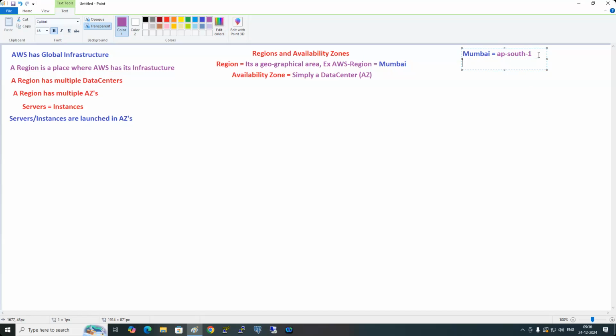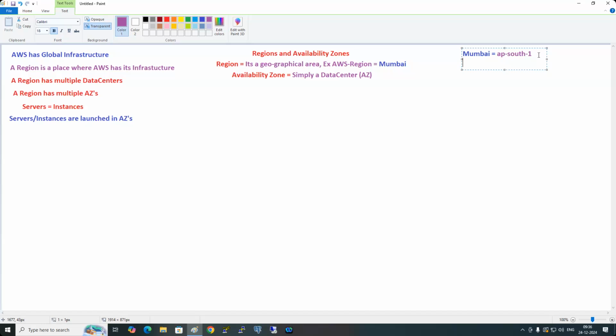Hyderabad, minus 2. Which one? Minus 2. But are we using Hyderabad or Mumbai? Mumbai. So for that reason, it is always good to know the region code of whichever region you are using. As in our course, we'll be using Mumbai, so it's good to use the code here, ap-south-1. But if you are using Hyderabad, what is the region code? ap-south-2.